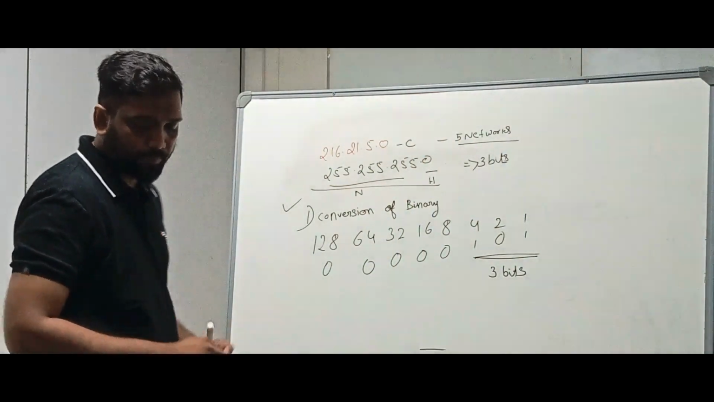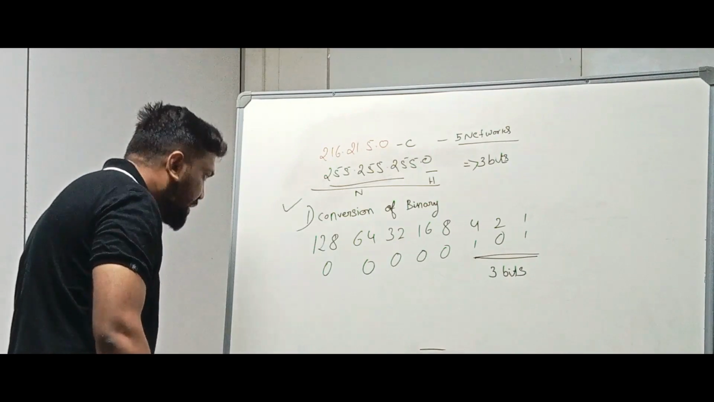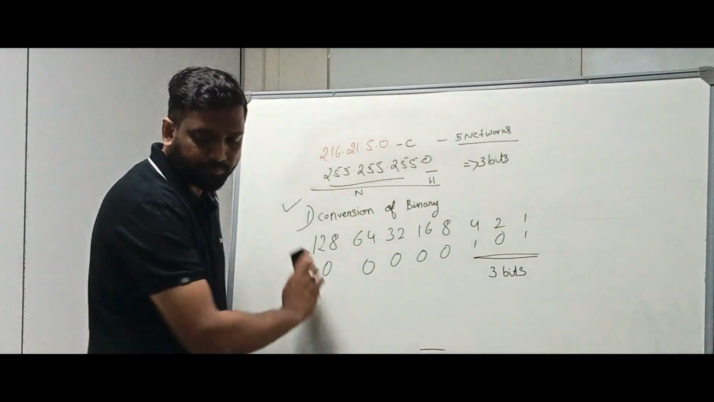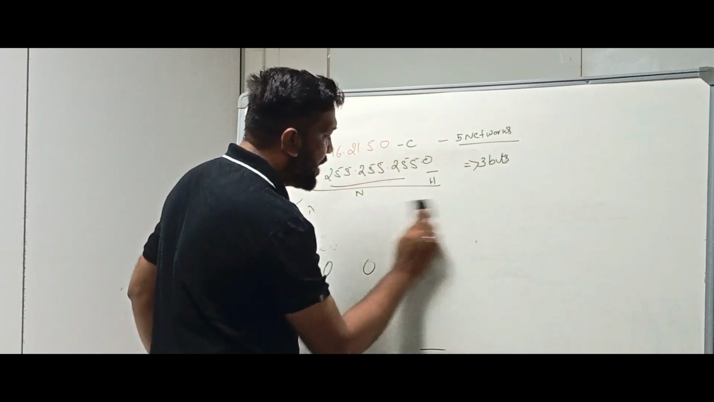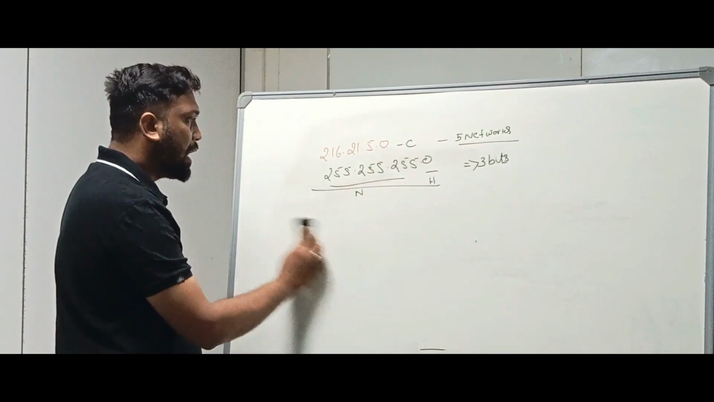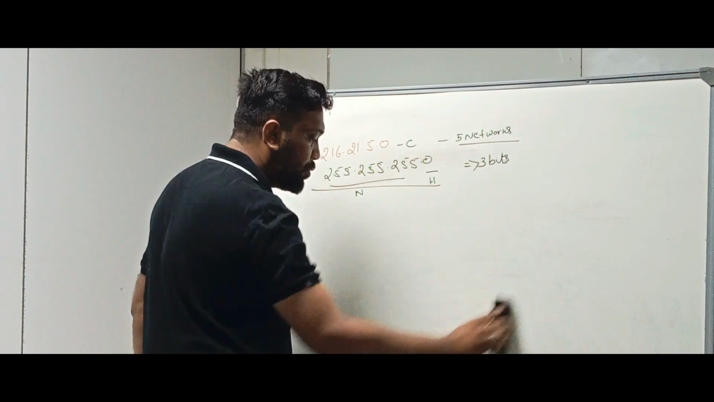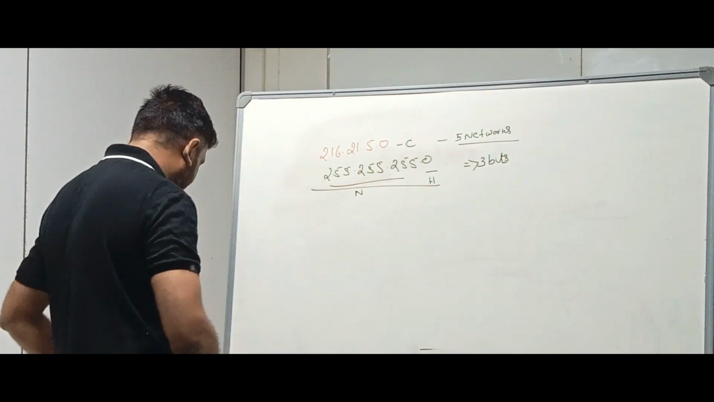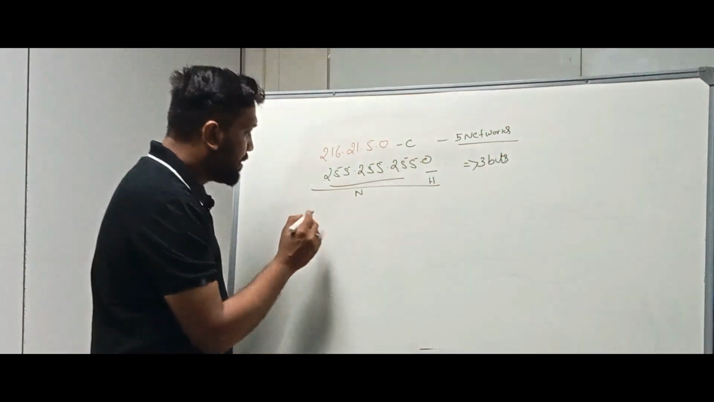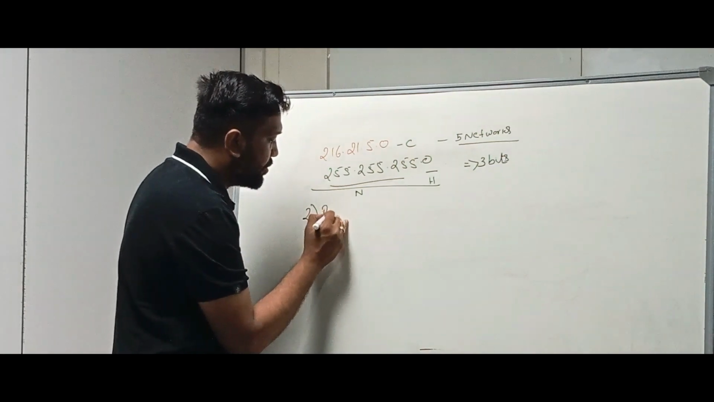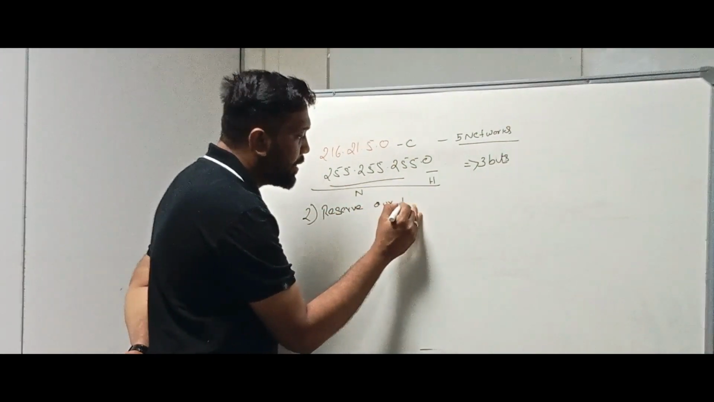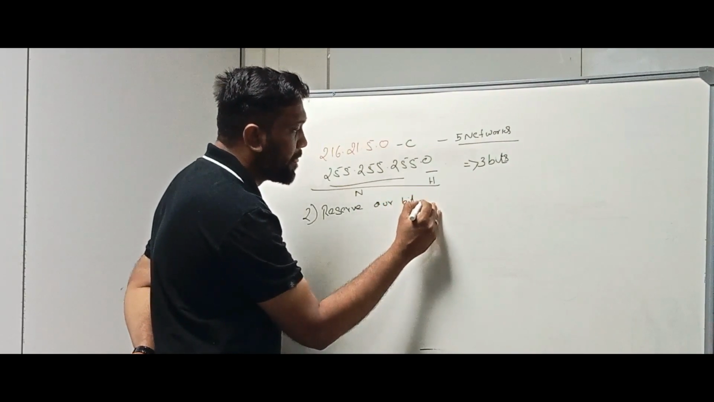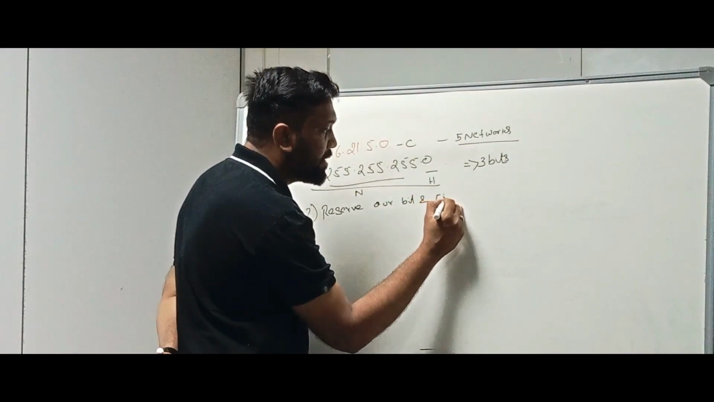Now, second step: reserve the bits in the subnet mask and find our increment value. We need to find our increment value. This is a calculation purely for doing the subnetting. Okay, second step, we need to reserve our bits which we found and find an increment value.